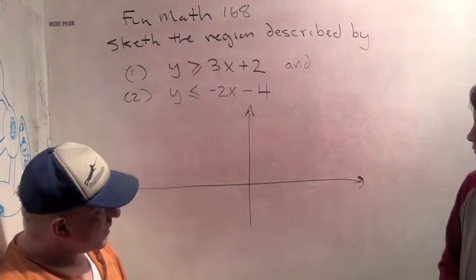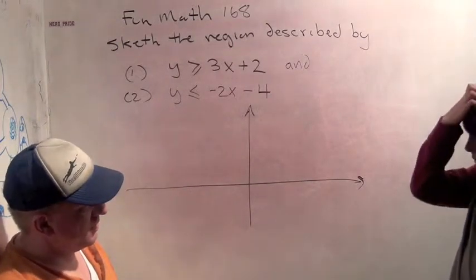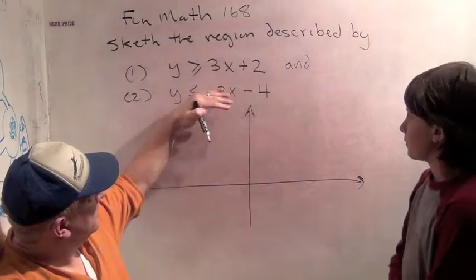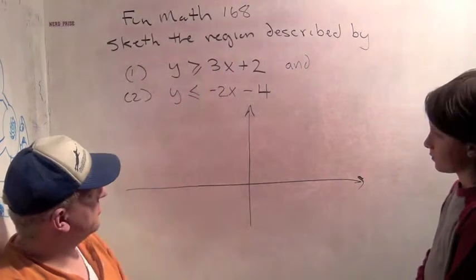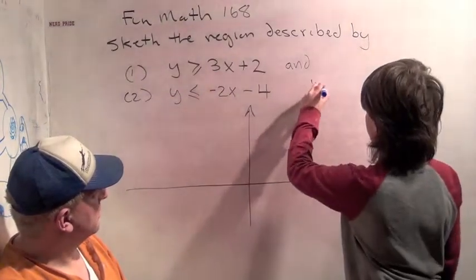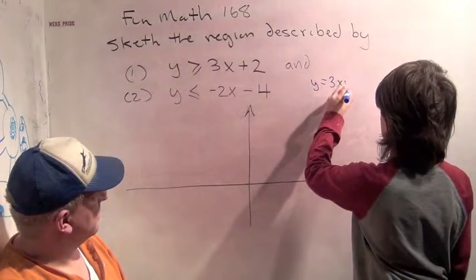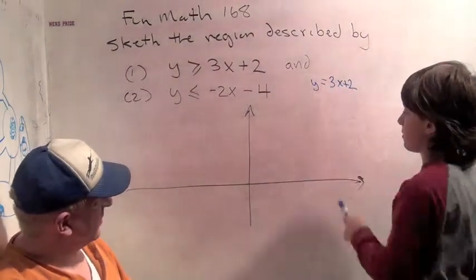So the first thing we have to do, and trying to fit this into a 5-minute movie is a little hard because these sometimes take a little longer. But what does this line y equals 3x plus 2 look like? What can you tell me about that line? Well, y is 3x plus 2. Okay, that's going to be the boundary. So what can you tell me about this line? The slope is 3 and the y-intercept is 2.